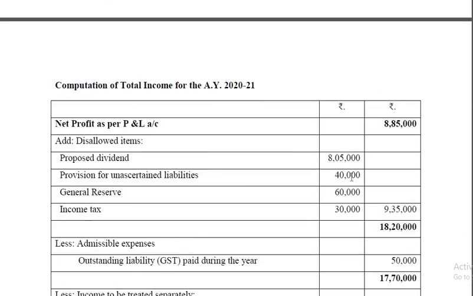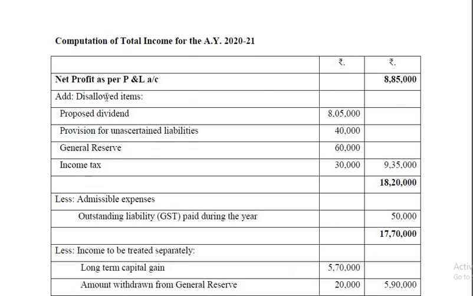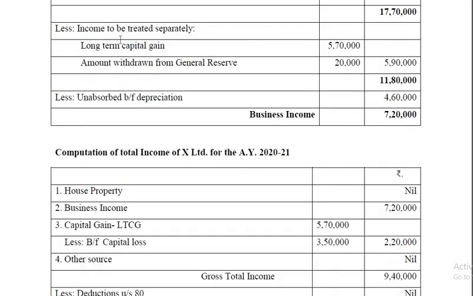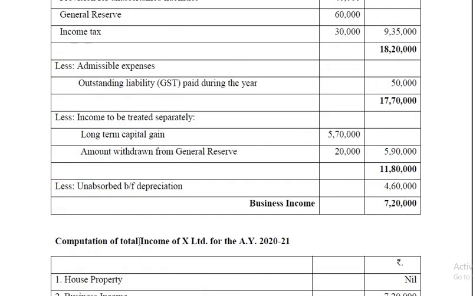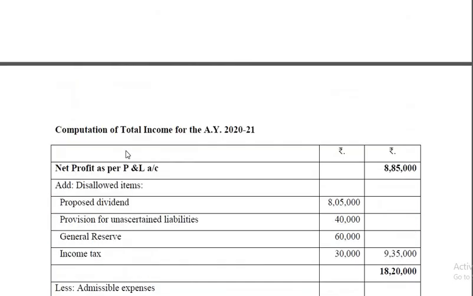Let's go to the solution now. Computation of total income. Disallowed items. I'm sorry, this should have been business income, not total income. Total income is given subsequently. This is business income. Computation of business income, subject to correction, for the assessment year 2020-21.